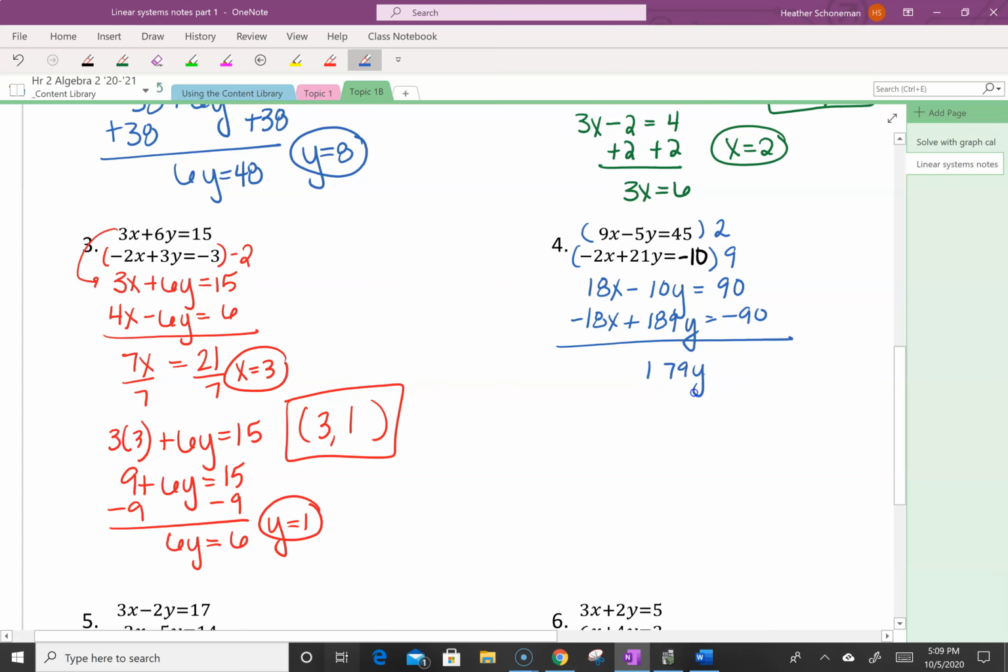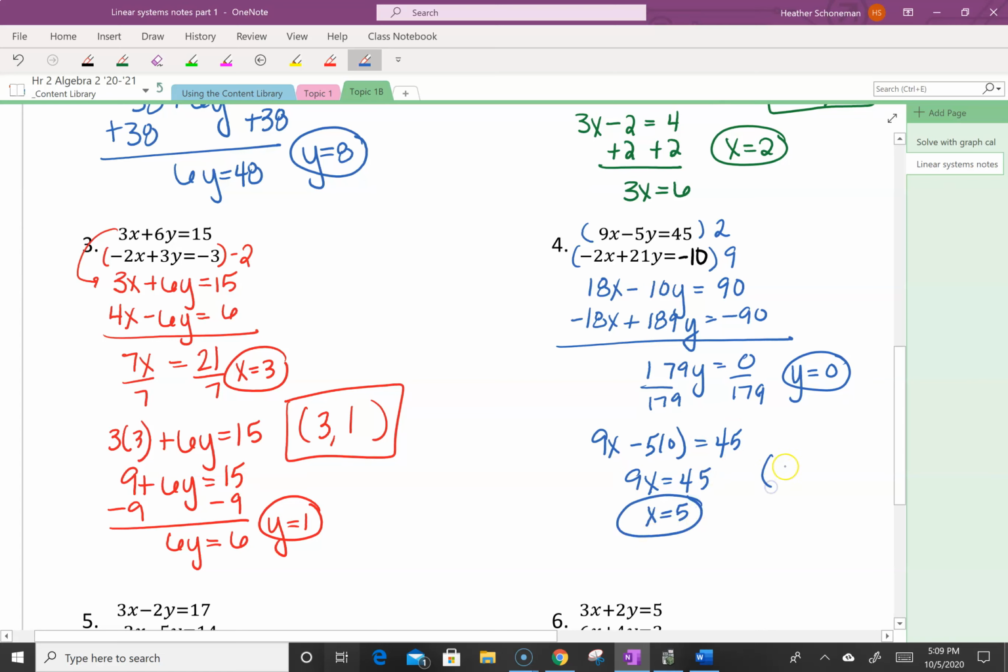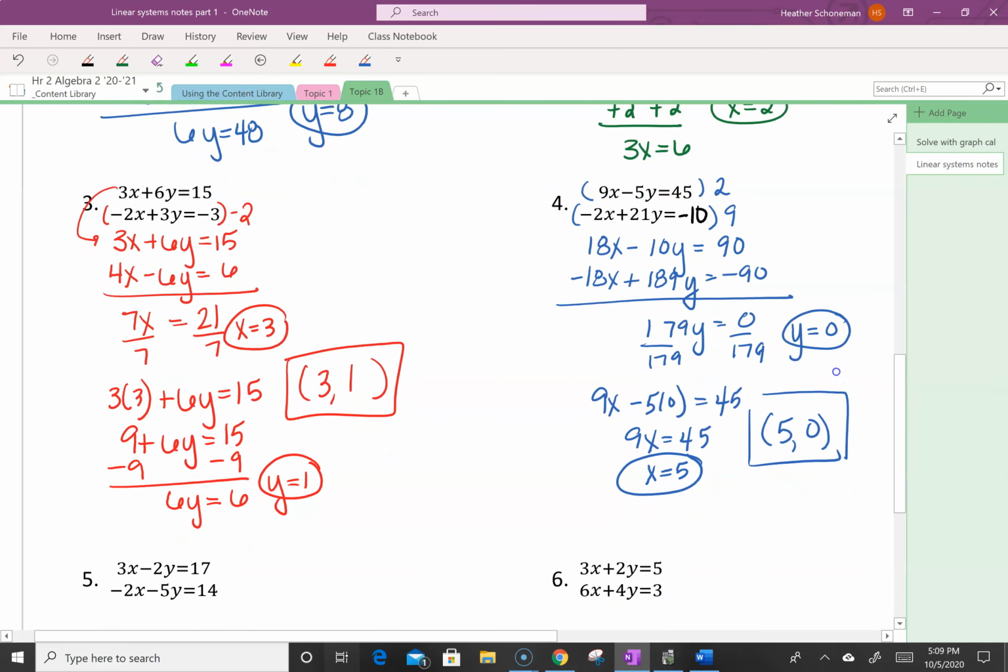I get 179y equals 0, because 90 and negative 90 is 0. Now before you panic, when you divide by 179, 0 divided by anything is just 0. All right, now that I've got y, I'm going to plug it in to get x. Make sure you plug it into the right variable. It does make a difference. So I get 9x equals 45. So x is 5. Write as an ordered pair: 5 comma 0, because you have to put the x first, then y.